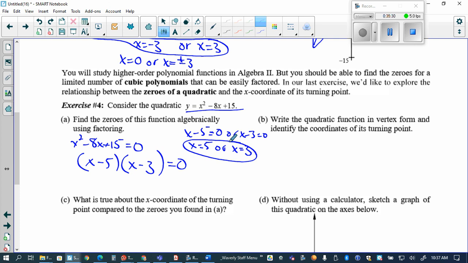Part B. What is it they want us to do in part B? Write the quadratic function in vertex form and identify the coordinates of its turning point, the vertex, right? You remember how to write it? We just did it. How do you get this written in vertex form? You make it equal 0? No, you complete the square.